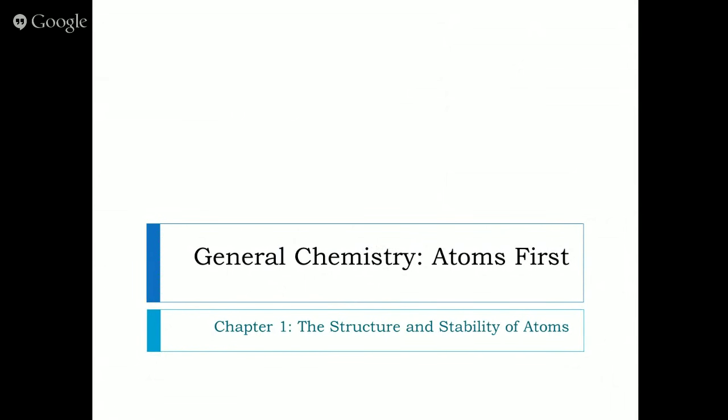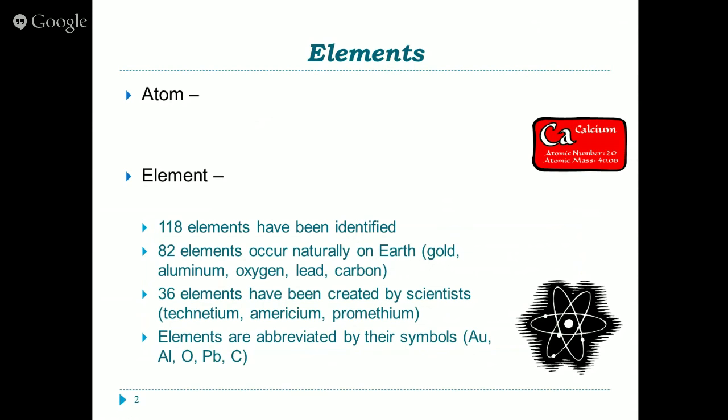Chapter 1, the structure and stability of atoms. An atom is the simplest particle of matter which still retains its chemical properties. So you cannot break an atom down any further and expect it to still behave the same way. Elements only consist of one type of atom. Therefore, every element is different from each other because they have different types of atoms.